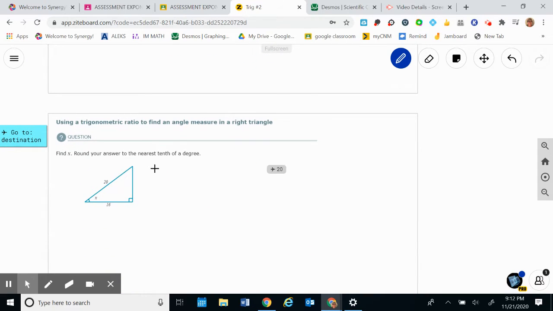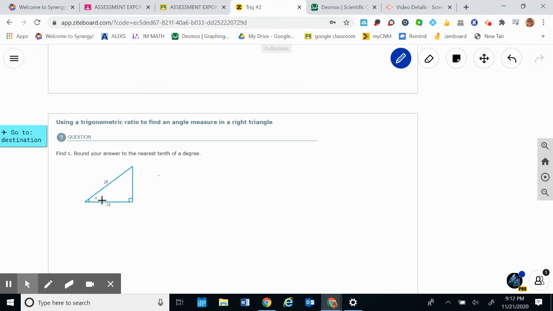Man, trig is a beautiful thing. What's cool about trig is that if you have a right triangle, you only need two pieces of information and you can solve the entire triangle. You can name every single angle and every single side. So now here comes the next level. You guys, the next level is being able to find the angle.